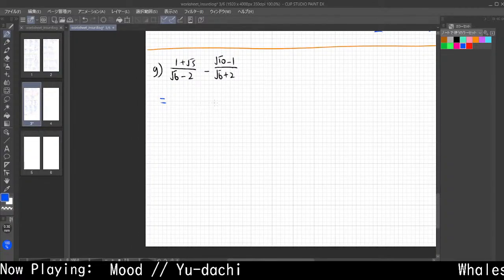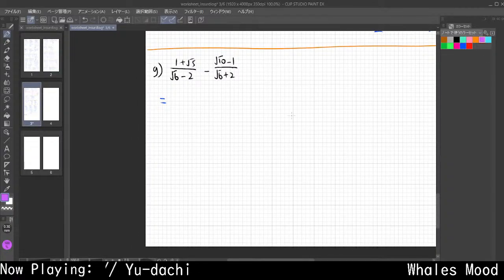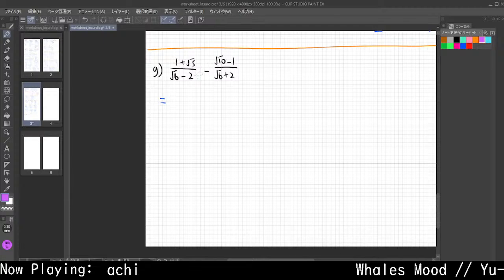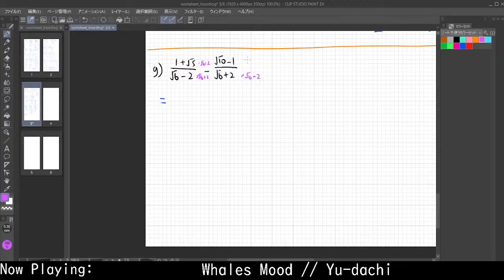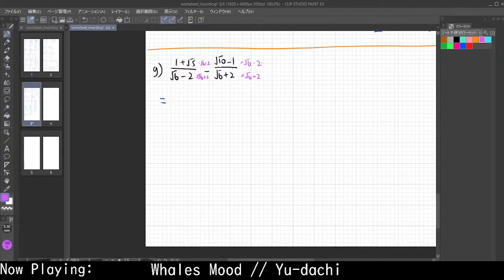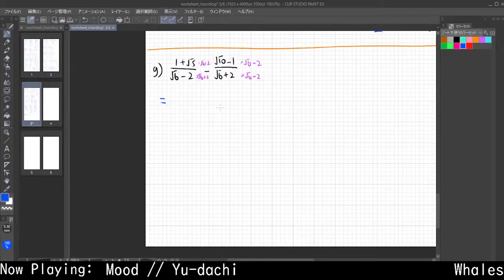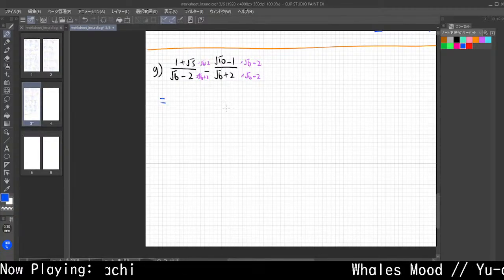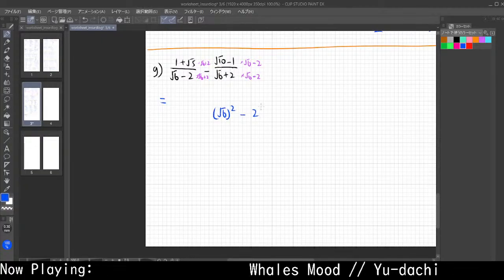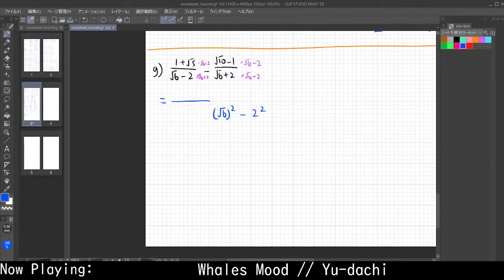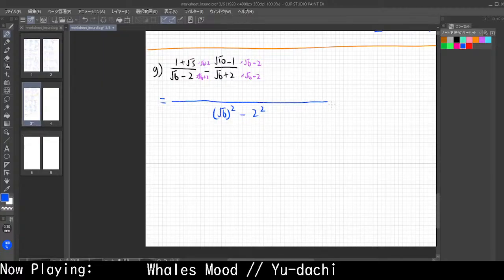For this one you can combine. So what I mean is that first fraction you multiply by square root 6 plus 2, square root 6 plus 2. Second fraction you multiply by square root 6 minus 2, square root 6 minus 2. Okay. So what you get is two fractions having the same denominator. So you will just get square root 6 square minus 2 square in the middle of the entire thing. I'll draw this long because it is indeed this long.